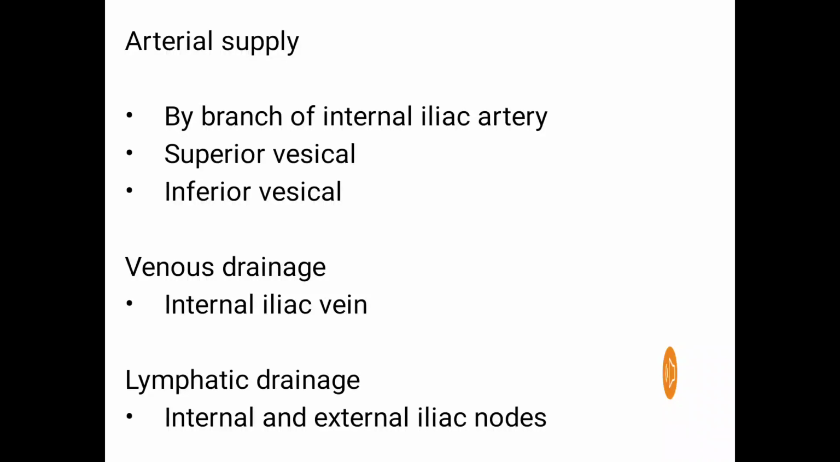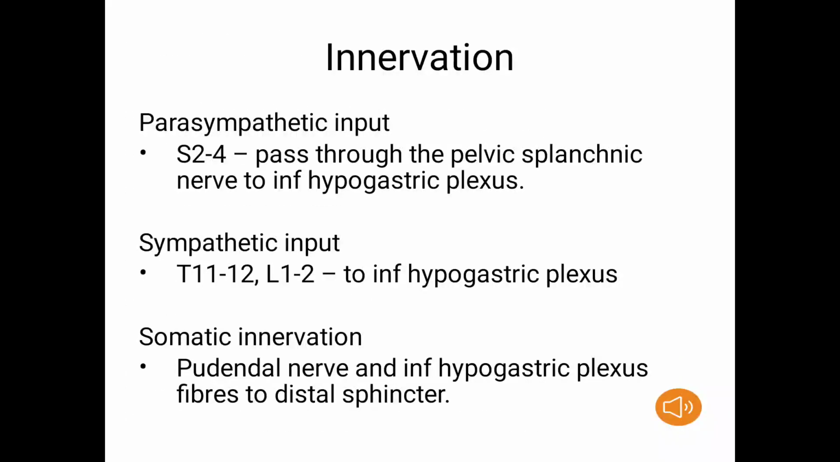Arterial supply is by the inferior and superior vesical arteries, which are branches of the internal iliac artery, and venous drainage takes place into the internal iliac vein. The lymphatic drainage is through the internal iliac, obturator and external iliac lymph nodes. The urinary bladder is innervated by sympathetic fibers, T11 to L2, and parasympathetic fibers, S2 to S4, through the pelvic splanchnic nerve. The important thing is the distal sphincter, which is supplied by the pudendal nerve.